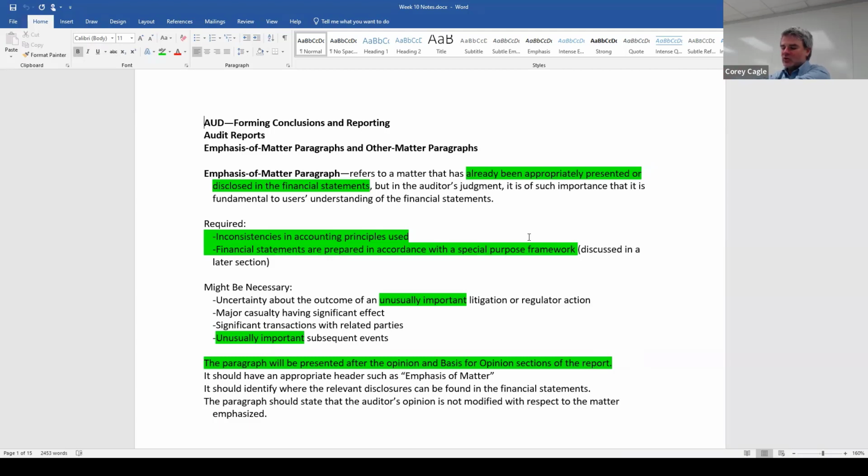Now, any test question you get would need to make sure that they tell you this is an unusually important thing. Otherwise, it'd be too vague of a question. So you don't have to worry about what is unusually important versus not unusually important. That's usually the way they'll frame the question. It's like, this unusually important thing happened. What do we do?